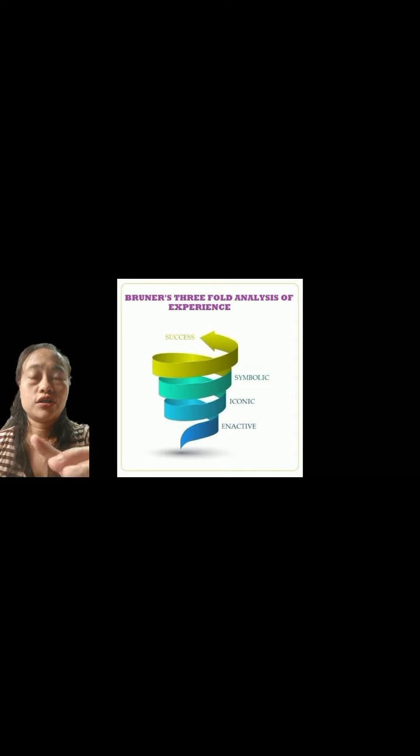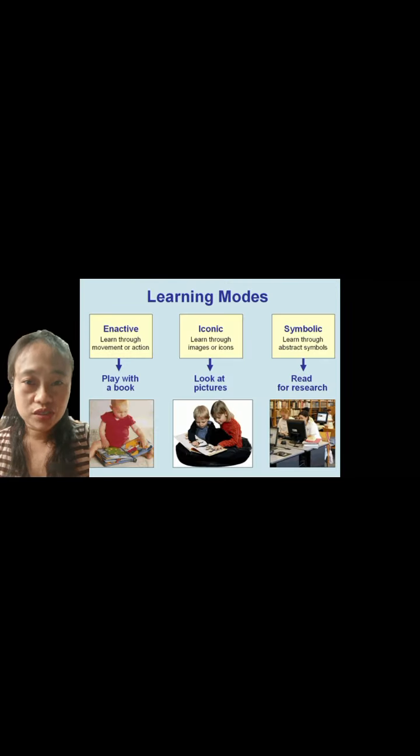The enactive representation refers to an action or something you touch. Next is iconic. It refers to images. This is where the learner draws what they played, touched, or saw. And the last stage is symbolic. It refers to language wherein the learner looks for abstract reasoning.